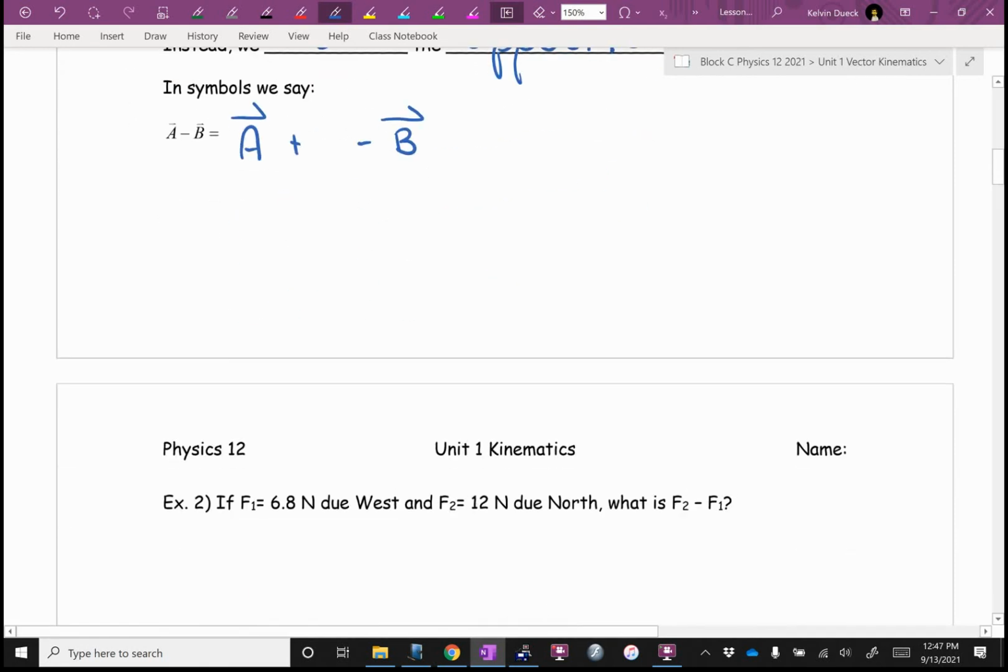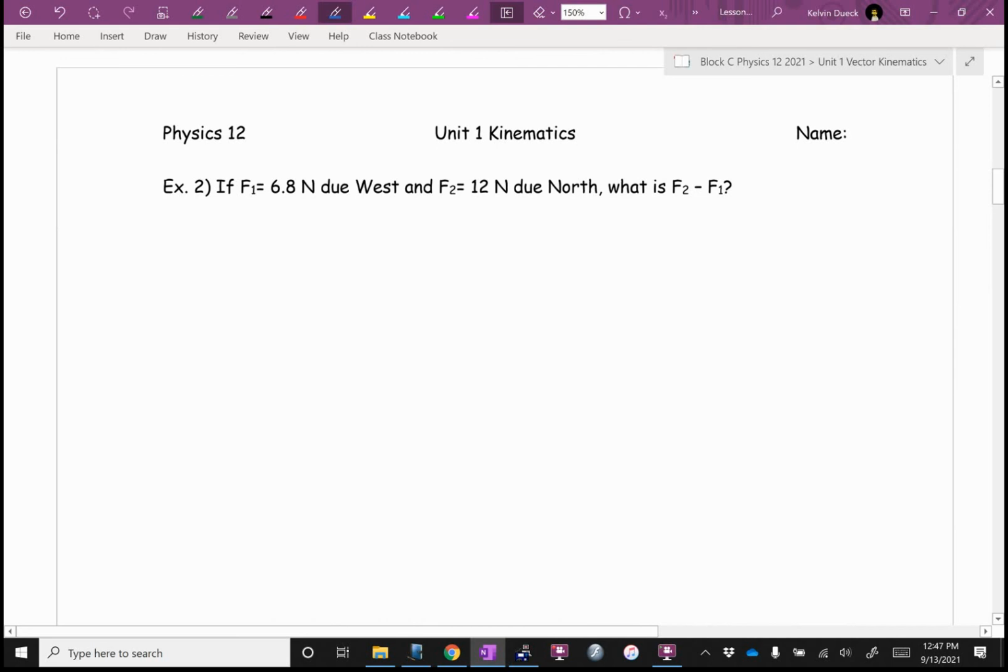So let's do an example. Example 2. Suppose F1 is 6.8 newtons due west. I've turned the page on electronically, so I'm going to do a compass rose because I just saw a compass direction in the question. And F2 is 12 newtons due north. What is F2 take away F1?